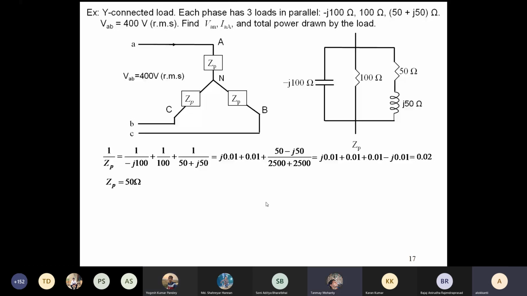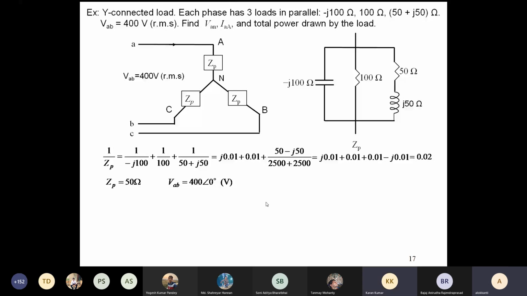VAB is coming from some generator. It is out of phase. So how will it be? Suppose VAB is at angle 0. I have kept VAB along the reference. Where will VAN be? VAN will be at minus 30.